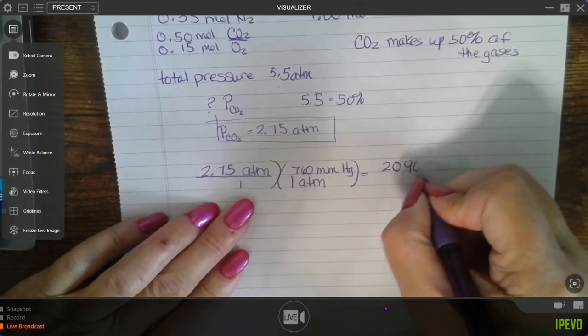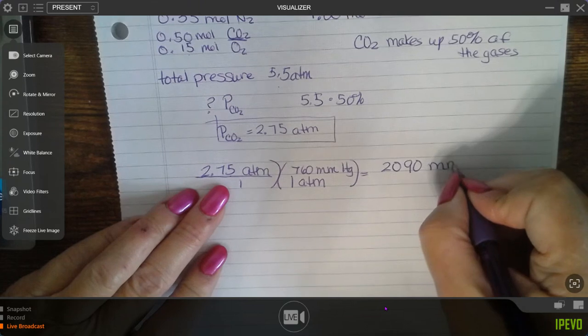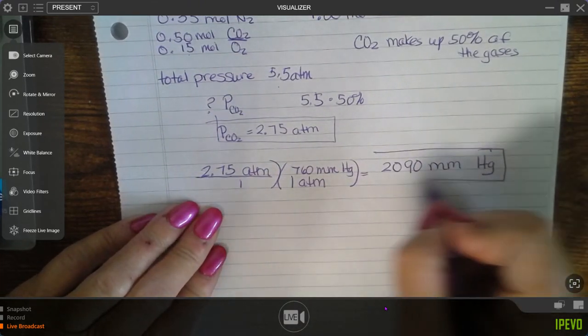Oh, that's perfect because that's 3 sig figs, which is what we can use. So 2090 millimeters of mercury. Okay.